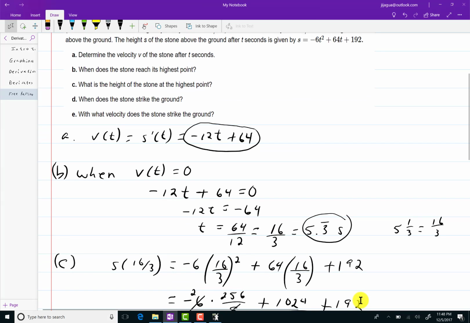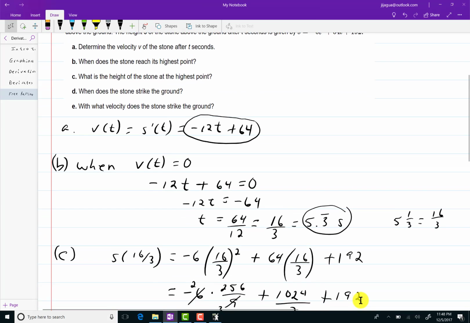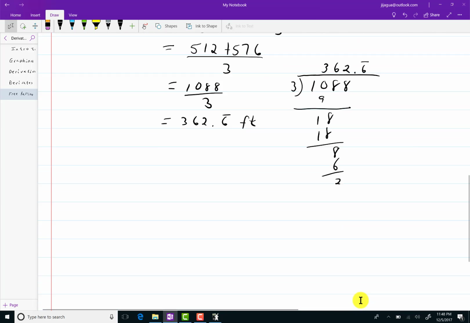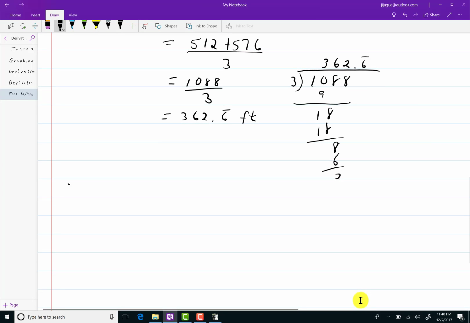What other questions do we have here? D, when does the stone strike the ground? Well, that's when the height is equal to 0. So I want S of t to equal 0. S of t was negative 6t squared plus 64t plus 192 equals 0.